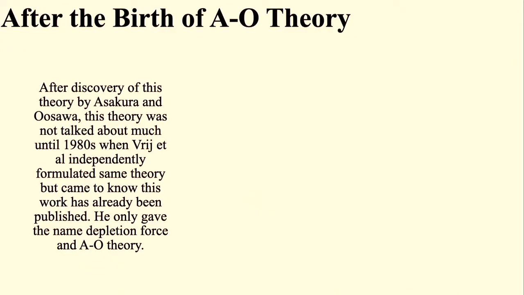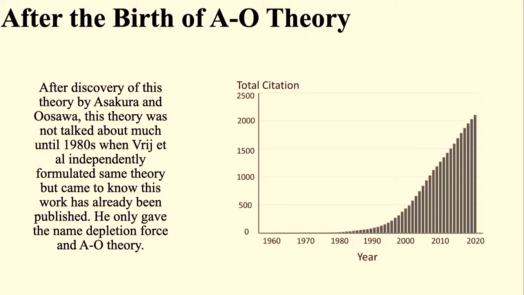So what happened after the birth of AO theory? Nobody talked about it much after 1954. But in 1980, another independent group, Bridge et al., formulated the same kind of theory. Later they came to know that this theory was already formulated in 1954. Thereon, people started considering that work, and after that we can see the citations start increasing exponentially. Before 1980, there was no citation of that paper.